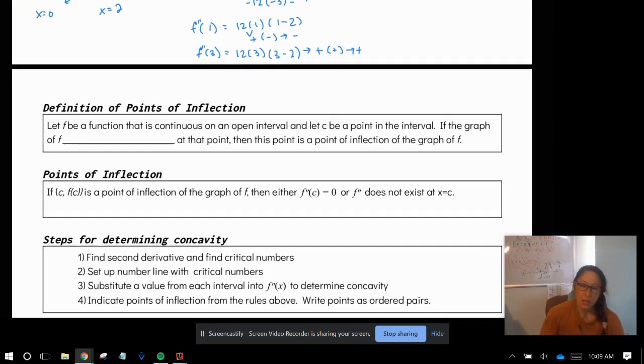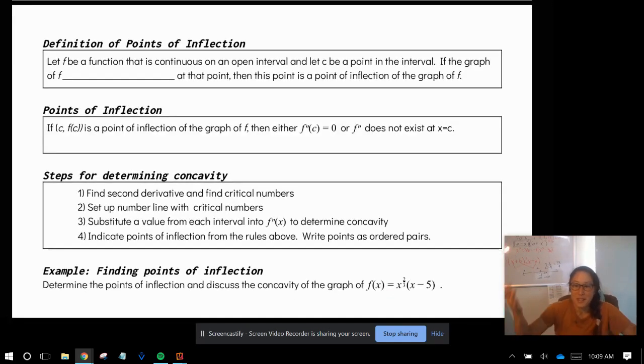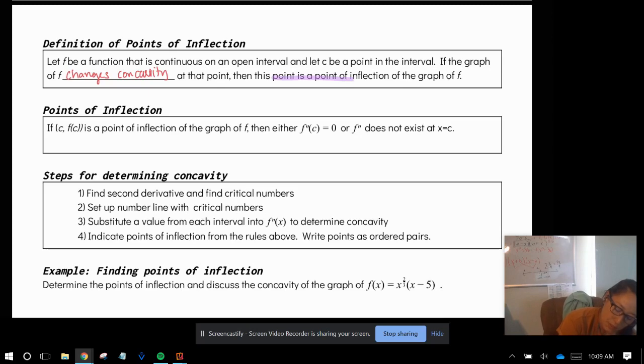Next, when do we change between being concave up and concave down? Those are called points of inflection. If the graph of f changes concavity, so changes from concave up to concave down, then that point where we change is called the point of inflection.